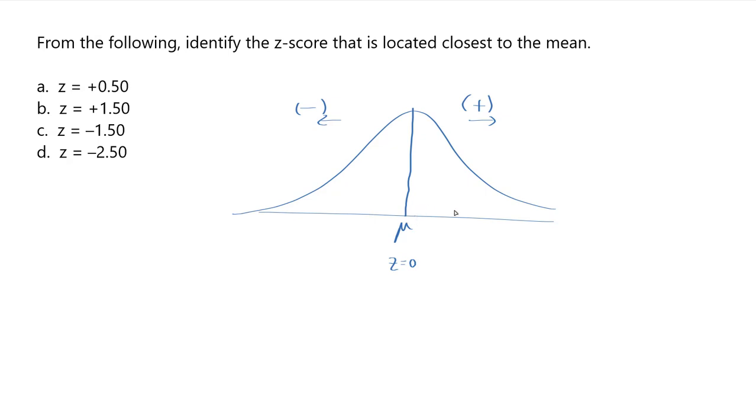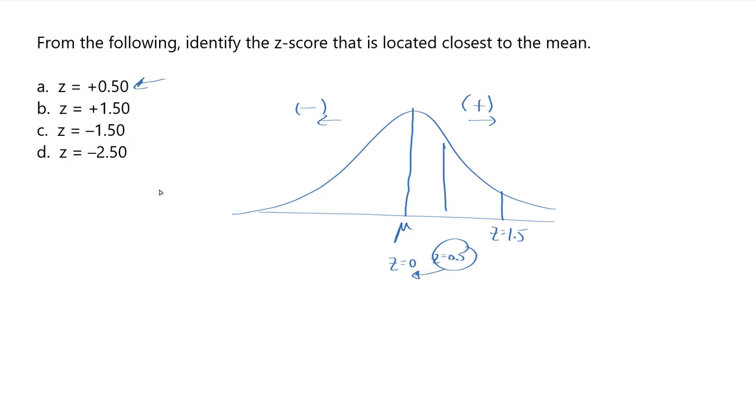And I move up from 0 into the positives and up from 0 into the negatives as I go in either direction. So, for example, A, positive 0.5 would be the first thing that I encounter on this side. This would be z equals 0.5 in the positives, and then later on I would get to z equals 1.5. So you can see that z equals 0.5 is closer to the center, to the mean.